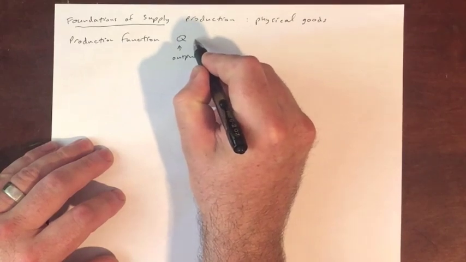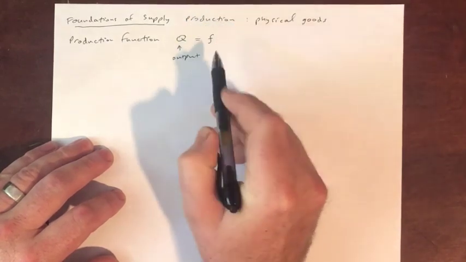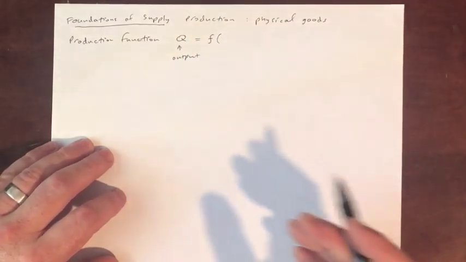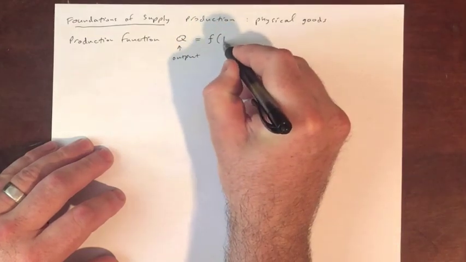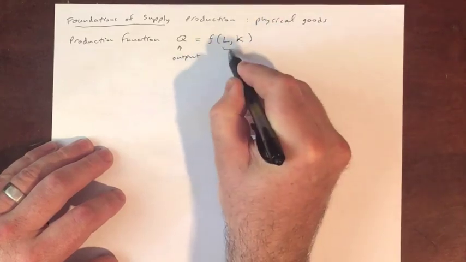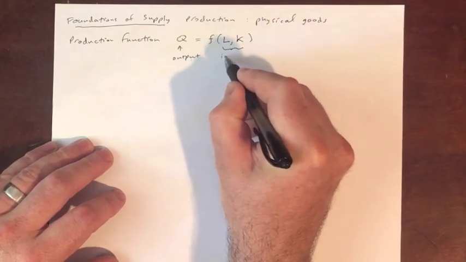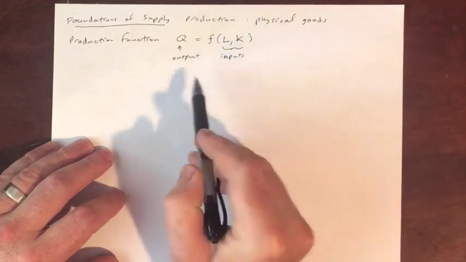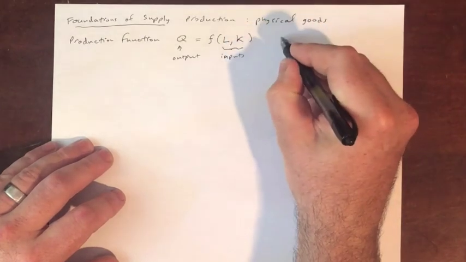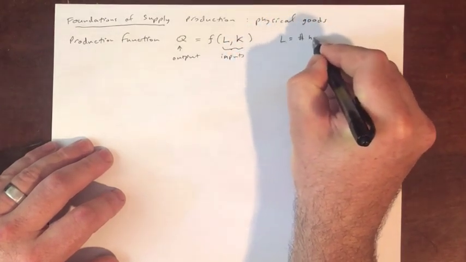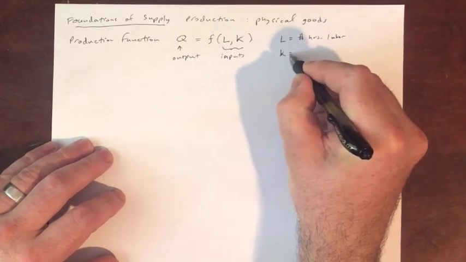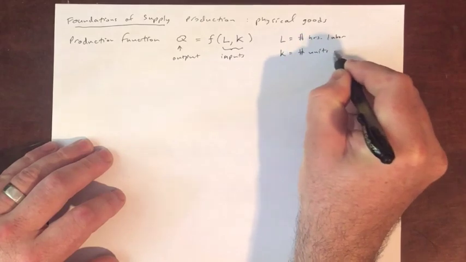And we're saying that output is a mathematical function of the inputs. To keep things simple, we're just using two inputs. We use labor, L, and capital, K. So our output is a function of our inputs. Remember, L is the number of hours of labor units, and K is the number of units of capital.